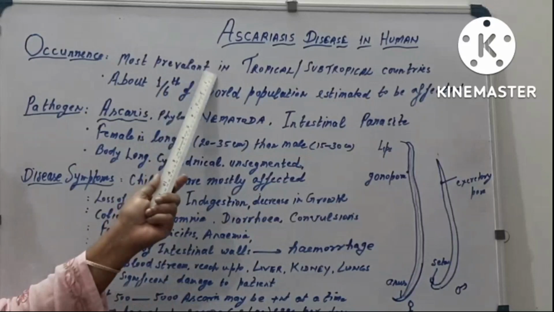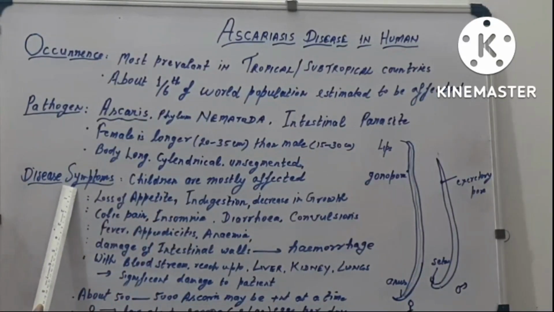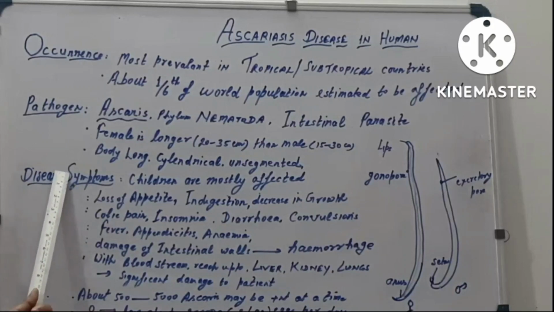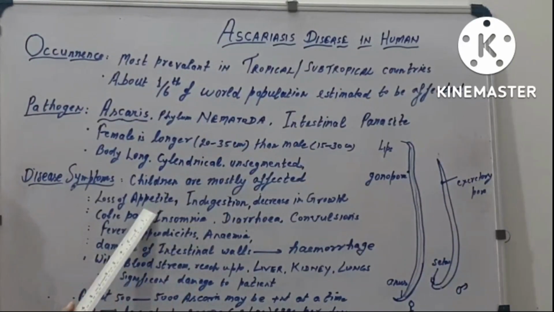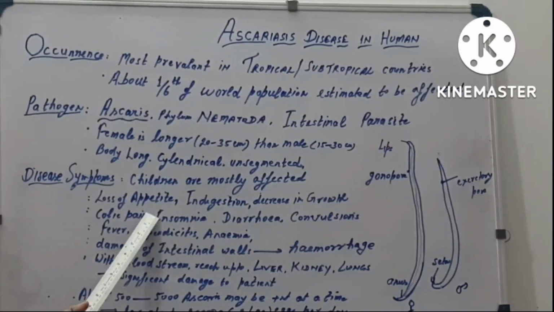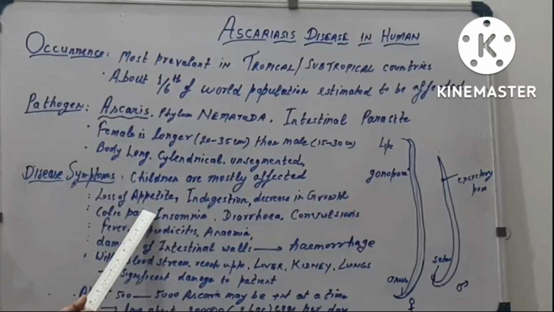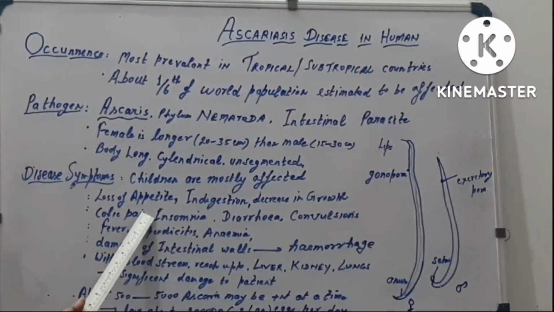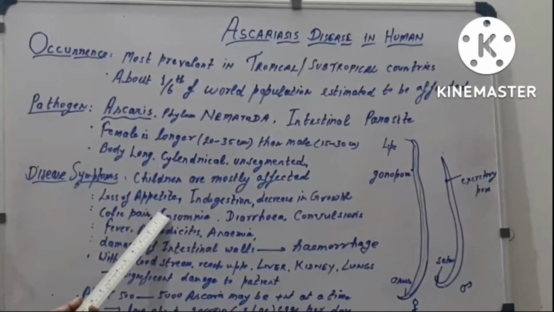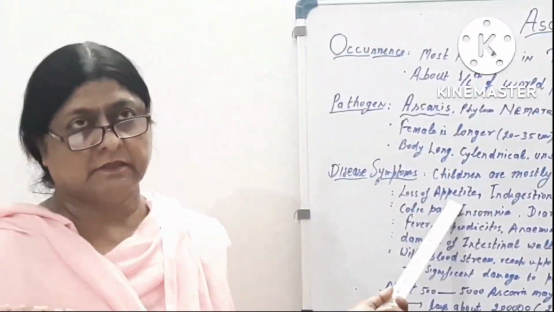And now as we are studying the disease, we come to the disease symptoms. Children are mostly affected, as I have told you. The first symptom is the loss of appetite in a child. As the growing child needs good supplementation and nutrition, the growth of the child is hampered by this disease, and the growth of the child is retarded.